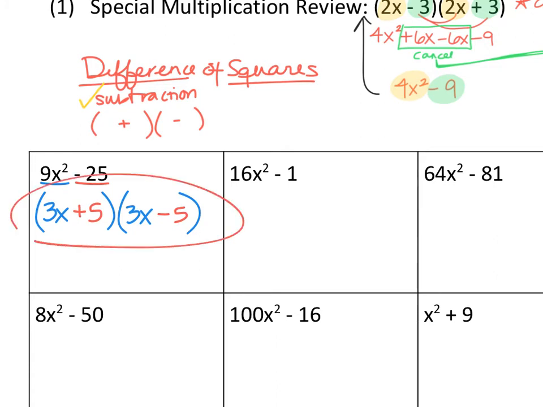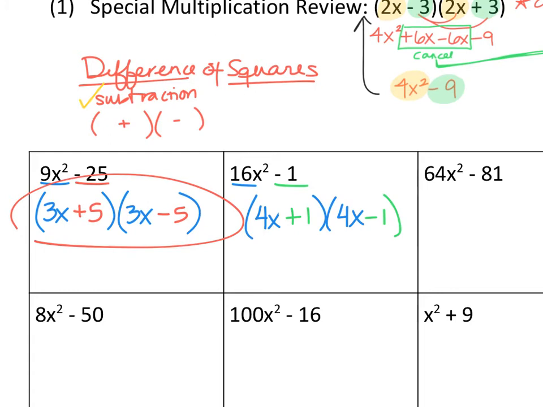All right, same thing on the next one. Break my 16x squared apart. That will give me 4x and 4x. Negative 1, sometimes this gets people stuck, but what do you multiply to get negative 1? You should multiply positive 1 and negative 1. It does not matter which one you put first as far as the positive or negative.